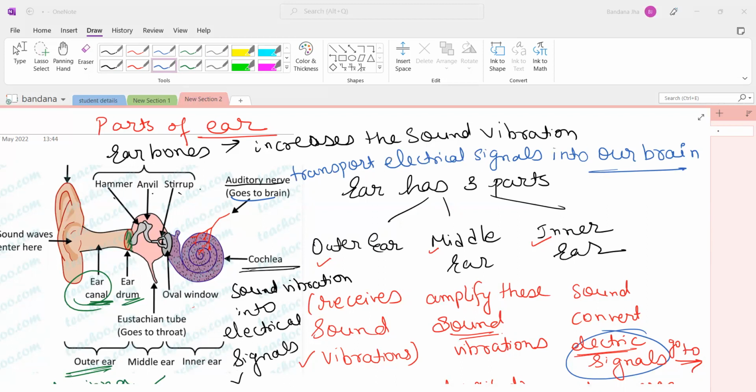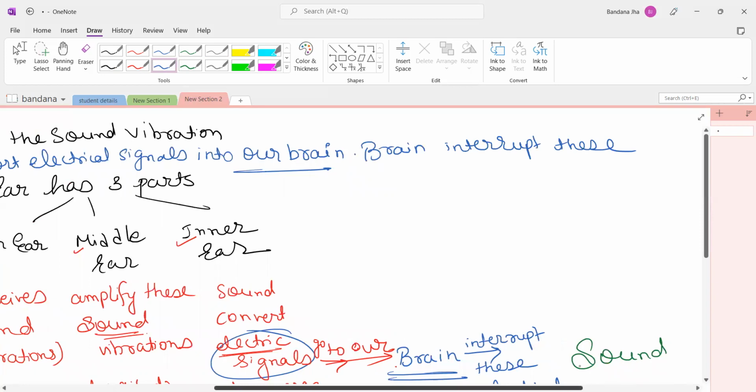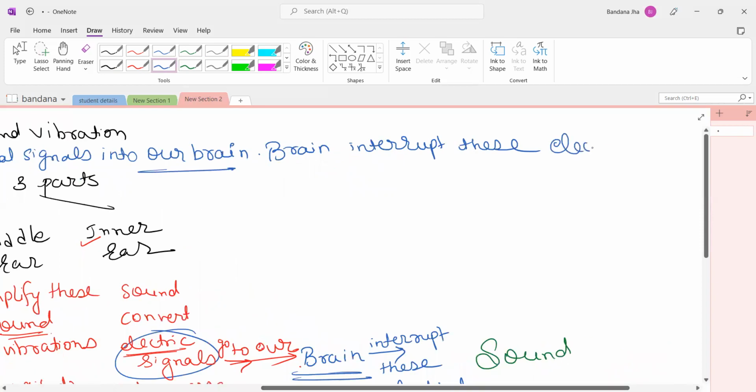If you want, I can write it down here also. The brain interprets these electrical signals into sound waves. Into sound. Okay. Fine. So I am revising it again.